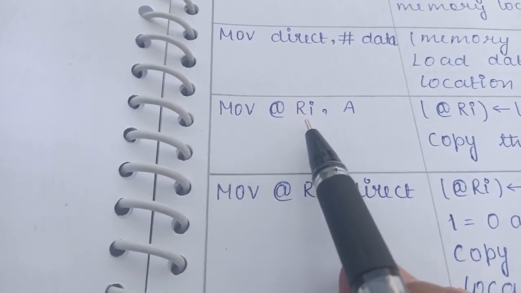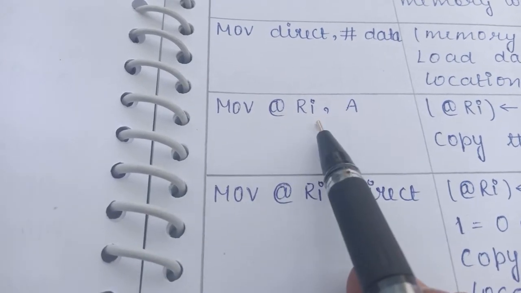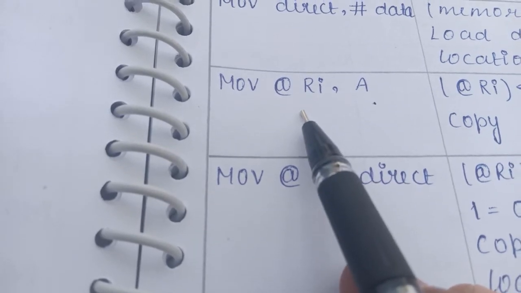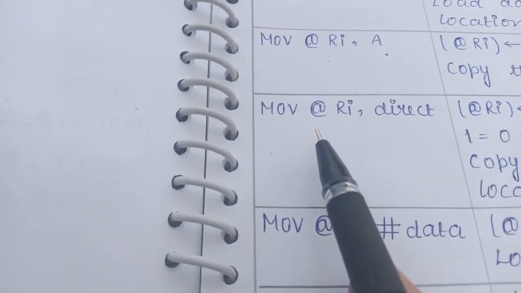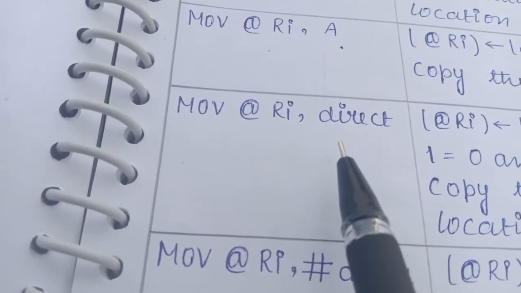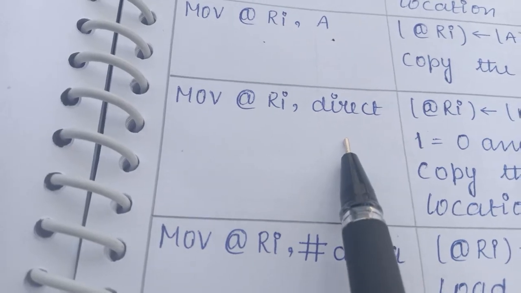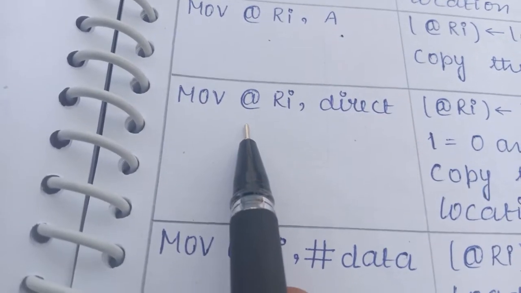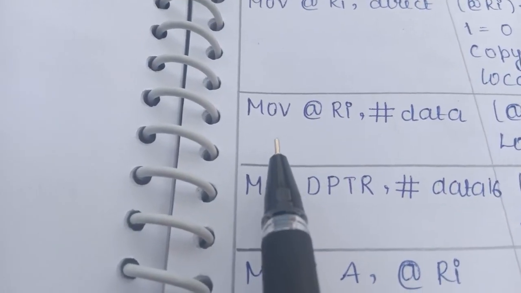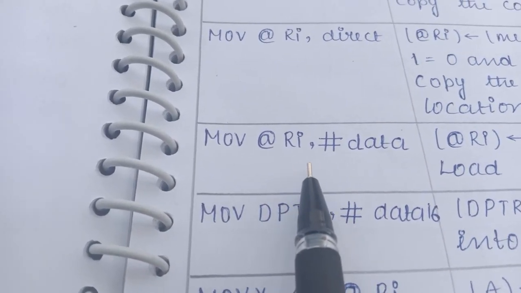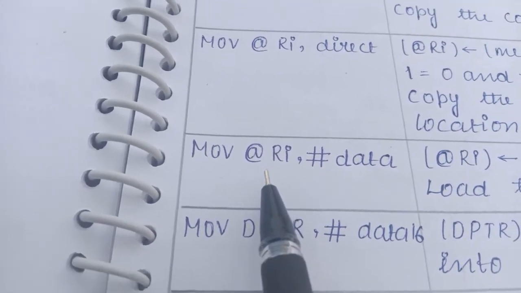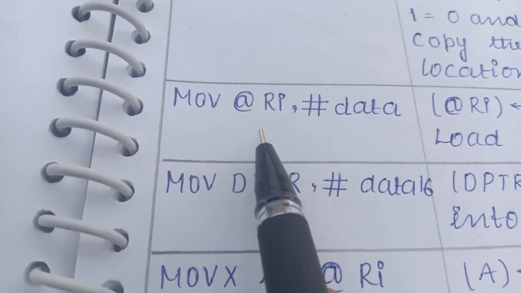Next, MOV @Ri, A means move the content of accumulator to the RAM location addressed by Ri. MOV @Ri, direct. Move the direct byte content, direct byte meaning the content of the RAM location given in your instruction, to the RAM location addressed by register Ri. Next one is MOV @Ri, #data, means move the 8-bit data given in the instruction to the RAM location addressed by Ri.